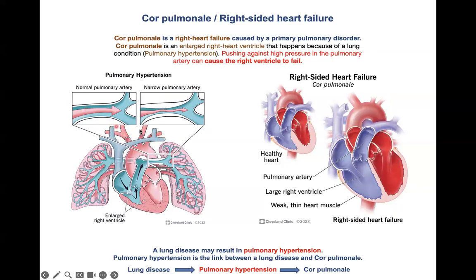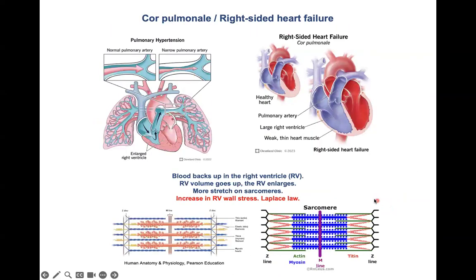So, now we have a much higher resistance and much higher pressure. The consequences for the right ventricle are as follows. The blood starts to back up in the right ventricle. The volume goes up, the pressure goes up. This increases the wall stress. Why? As the volume inside the ventricle goes up, this stretches the sarcomeres more and more. I discussed the sarcomeres in previous videos. As we stretch the sarcomeres, we also increase the wall stress in the right ventricle.